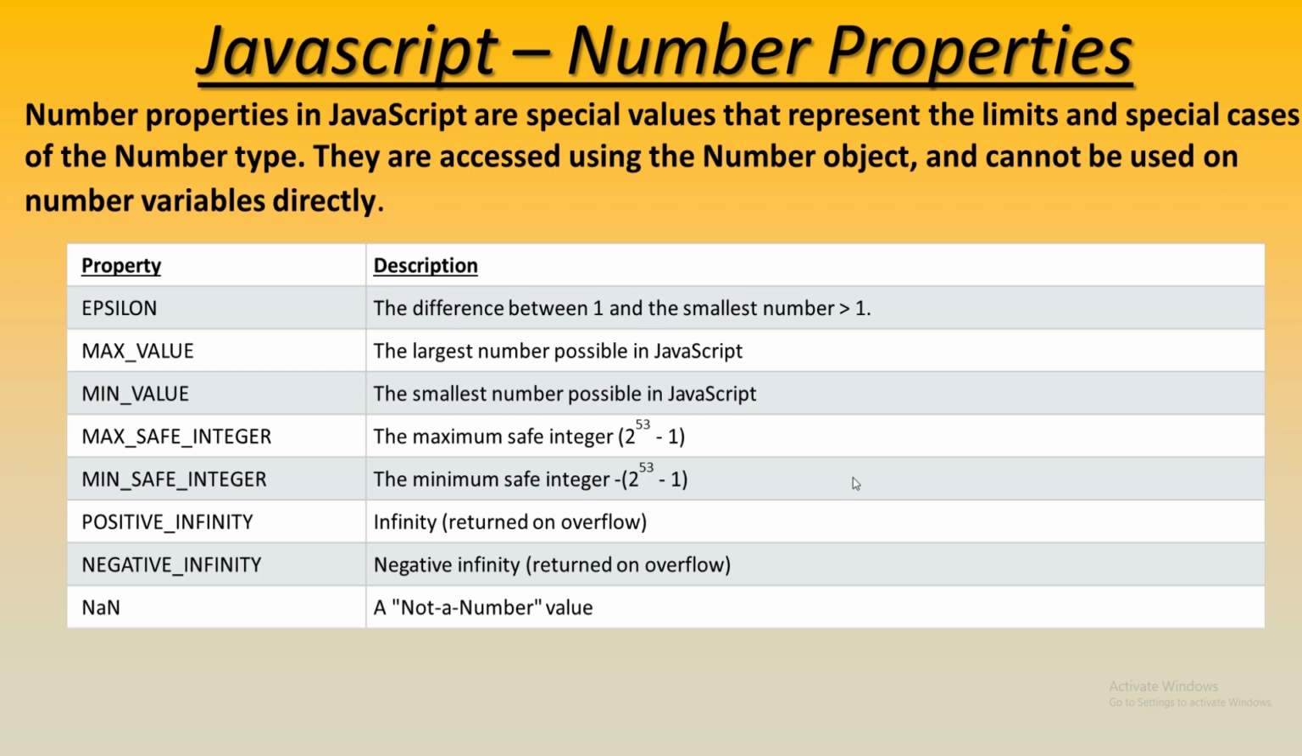Max value, the largest number possible in JavaScript. Min value, the smallest number possible in JavaScript. Max safe integer, the maximum safe integer, which is 2 to the power 53 minus 1. Minimum safe integer, the minimum safe integer, which is a negative value, so minus 2 to the power 53 minus 1. Positive infinity, infinity returned on overflow. Negative infinity, negative infinity returned on overflow. Not a number, we all know of that. All right, let's see them in action.